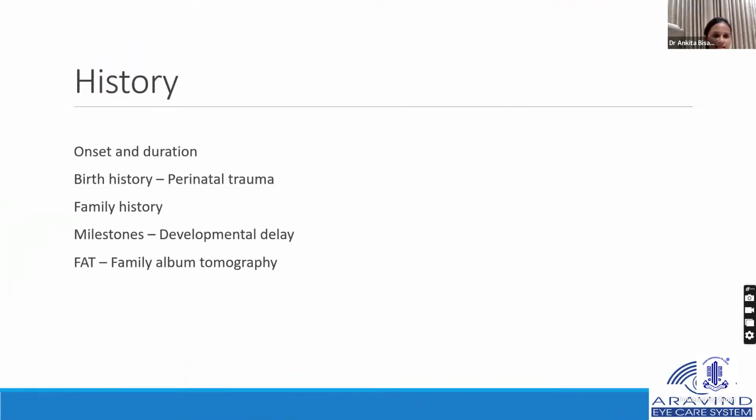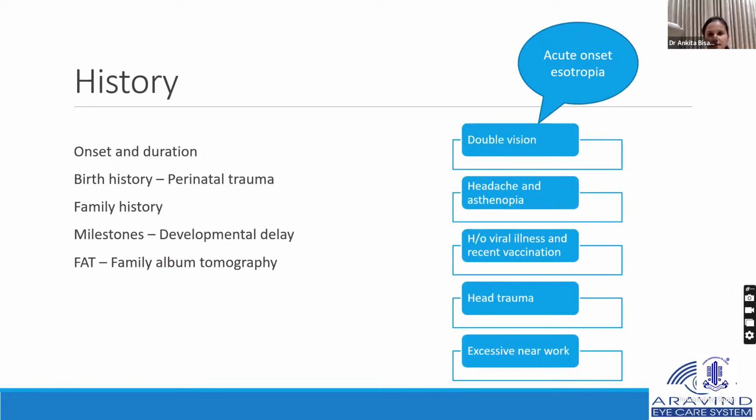So, as with any strabismus, we have to first understand the onset and duration of esotropia. Any perinatal injury is also common among esotropia. Family history of esotropia has to be noted. Developmental delay is commonly associated with esotropia, and a family album tomography will help us to understand the onset and the progression of esotropia. If there is an acute onset, then of course the other history like double vision, headache and asthenopia, history of viral illness and recent vaccination, head trauma, and excessive near work should also be noted.